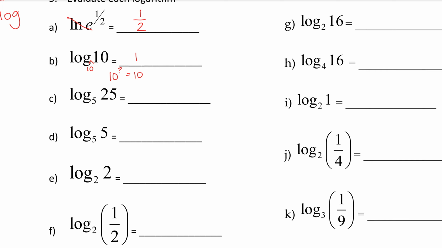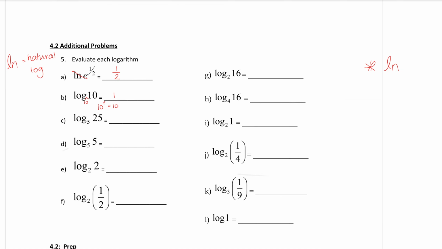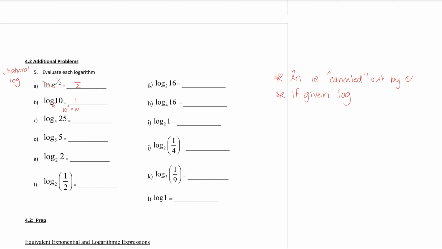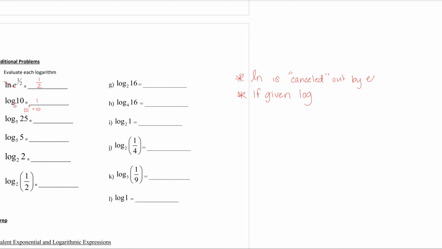Another way that you can look at this, well, we'll do it in a second. All right, so I'm going to make another little note here to the side. If you're given a log with no base, it is an understood log base 10. If you're given just a log, it is an understood log base 10.